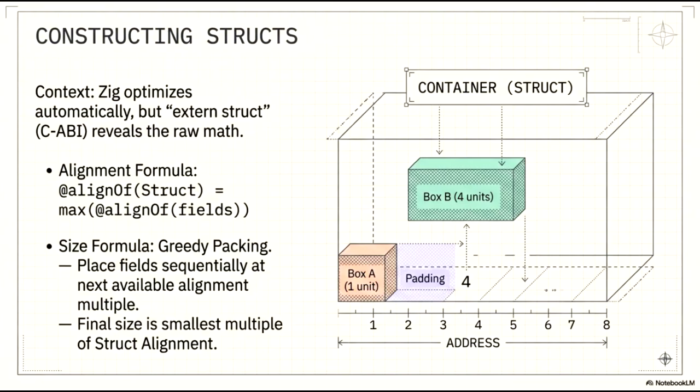Finally, the total size of the struct is not just the end of the last field, it must be the smallest multiple of the overall struct alignment. This ensures that in an array of these structs, every element maintains proper alignment. Using these rules, we can precisely calculate the memory footprint and internal offsets of any C-compatible data structure.